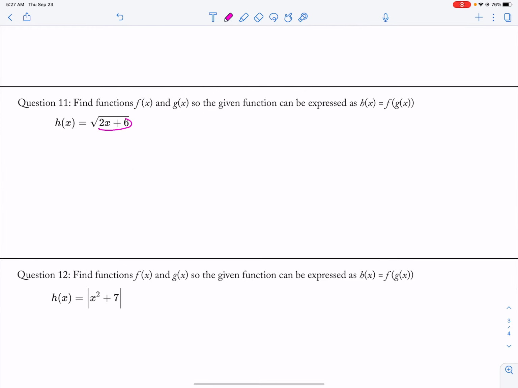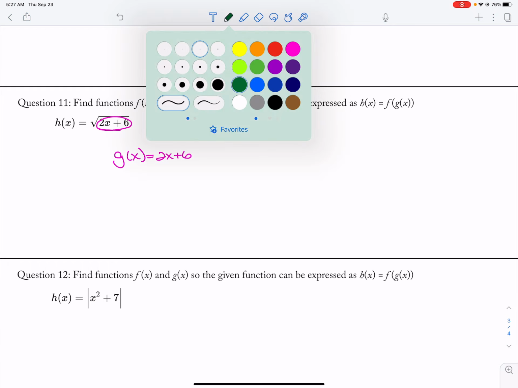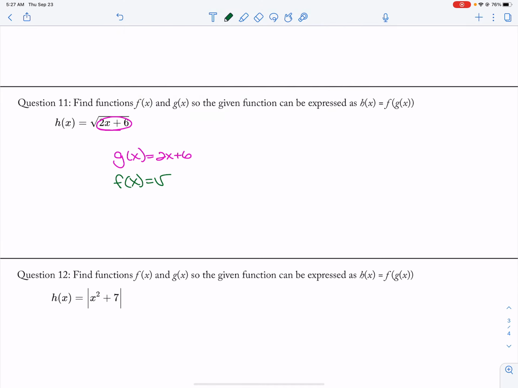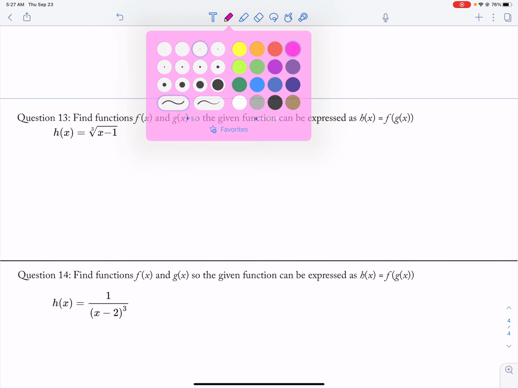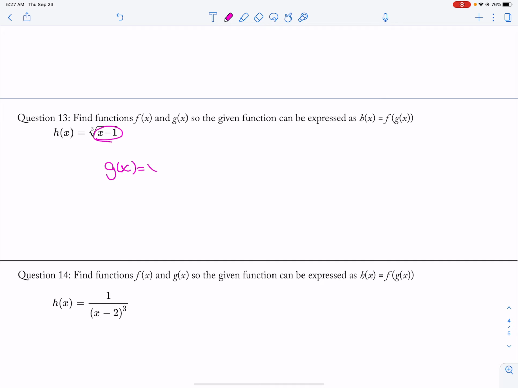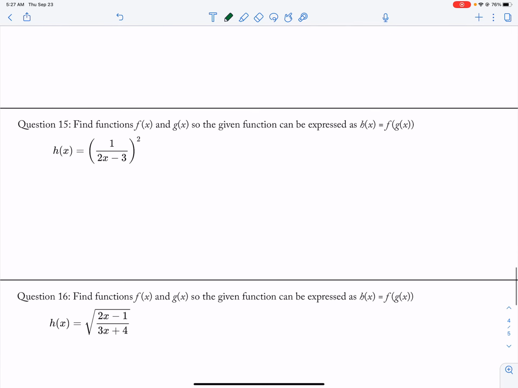11, g of x should be 2x plus 6. And my f of x should be the square root of x. Inside function again, g of x, x minus 1. F of x is the cube root of x. Inside, 1 over 2x minus 3. Outside, x squared. All right, and that is it for this section.